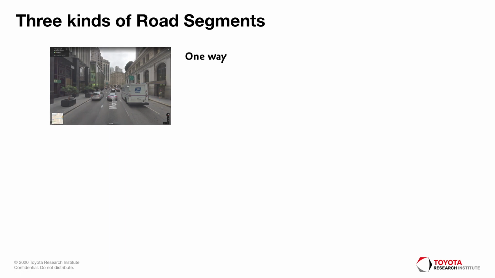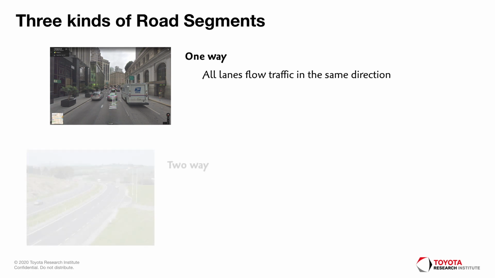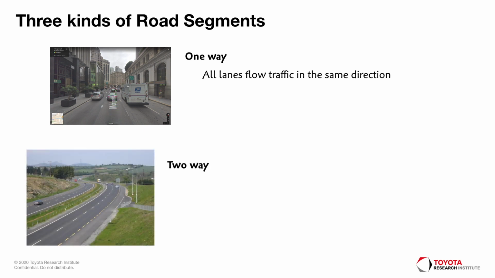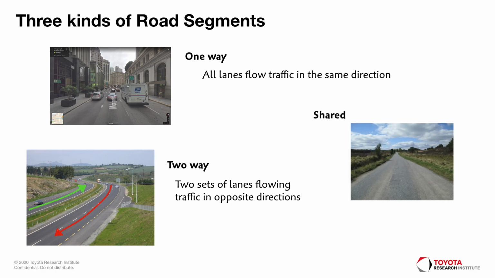In a one-way road segment, we have a set of adjacent lanes, all flowing traffic in the same direction. In a two-way road segment, we have two parallel sets of adjacent lanes. Relative to the ego vehicle, one of these sets flows in the forward direction, and the other, coming back towards us, in the reverse direction. Finally, we have a shared road segment where traffic flows in both directions within a single lane.